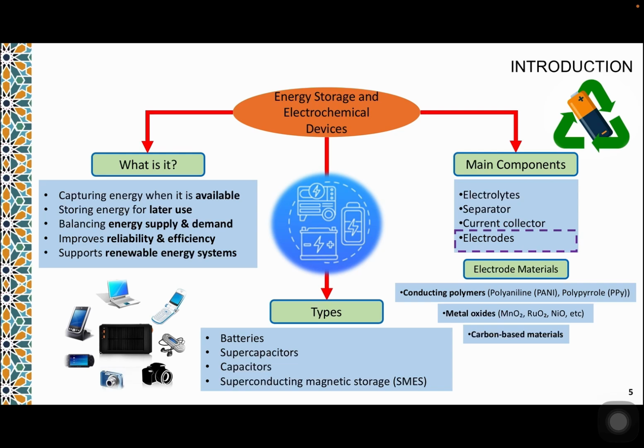So what are the main components of these devices? It must have electrolytes, separator, current collector, and also electrodes. In this work, we will highlight the electrodes. For the electrodes, there are a few types of materials that are used in order to produce the electrode, for example, conducting polymers, metal oxide, and also carbon-based material.